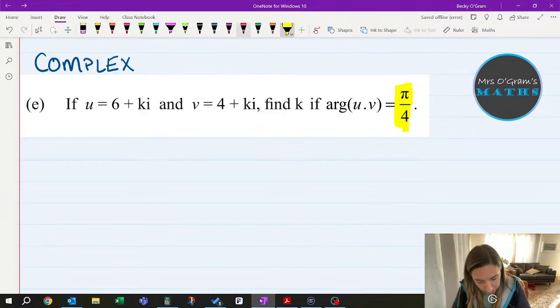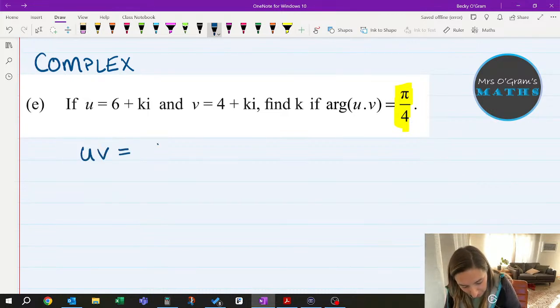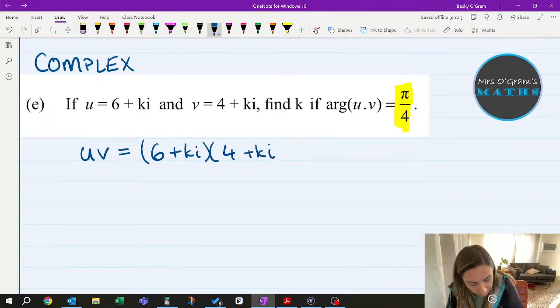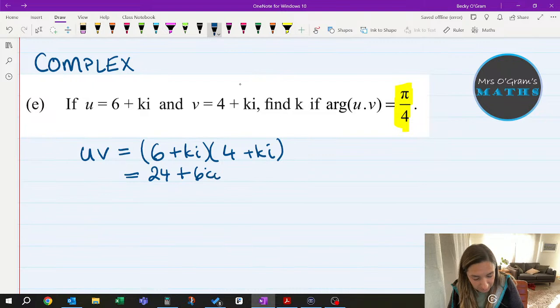So let's first of all start off by doing u times v. So 6 plus ki times 4 plus ki, and we're just expanding that bracket there. So if we do 6 times 4, we're going to get 24. And then the 6 times the ki is going to be 6ki. The 4 times the ki. And then we have k squared, i squared.